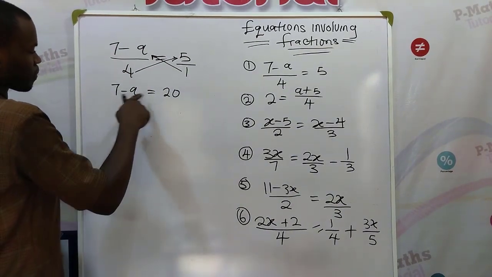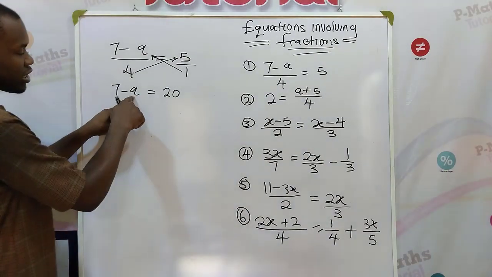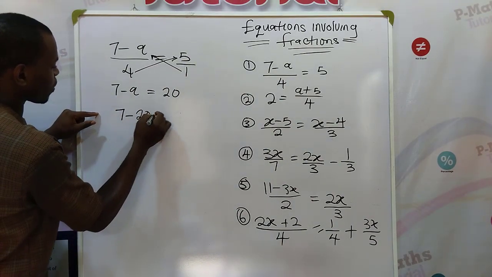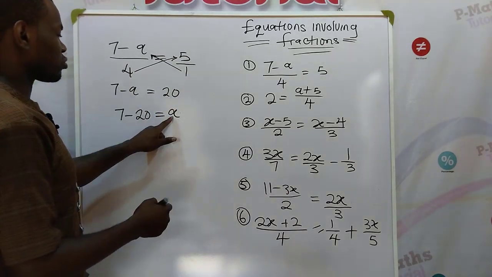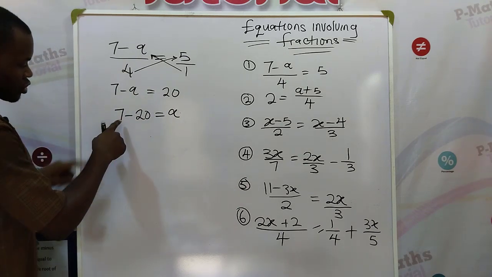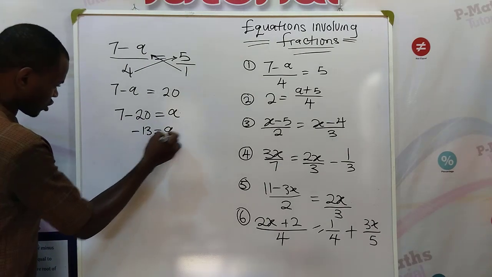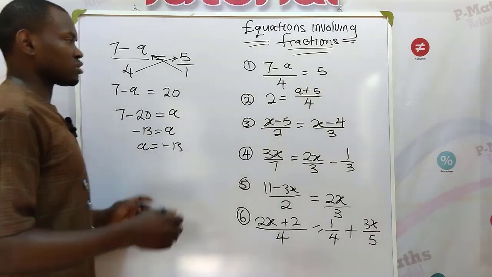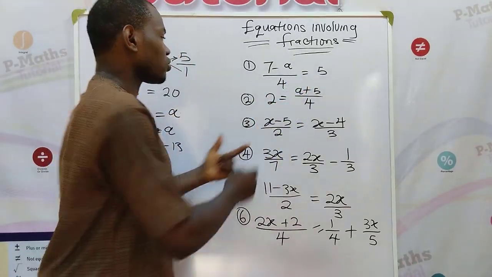Then collect like terms. 20 will have to come over so that a will go to the right hand side, so that a becomes positive. So I'll have 7 minus 20 equals, take a to the right hand side, and when it crosses, it becomes positive. When 20 crosses over here, it becomes negative. So 7 minus 20 gives us minus 13 equal to a. So our a is minus 13. All right, very simple.